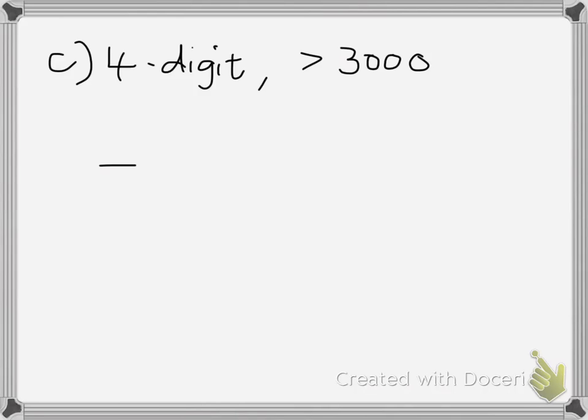Let's say right now, there are 4 digits. It has to be greater than 3,000. So you have 4 digits. It must be greater than 3,000. So what do you think would be in the first position? 3, 4, 5. So it has to be either 3, 4, or 5.